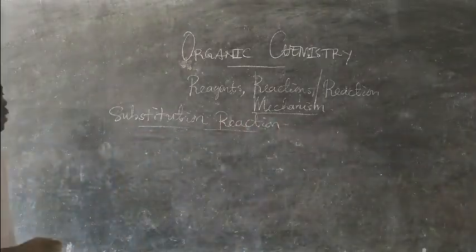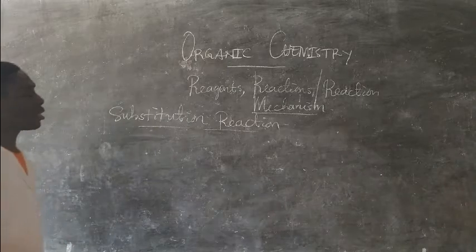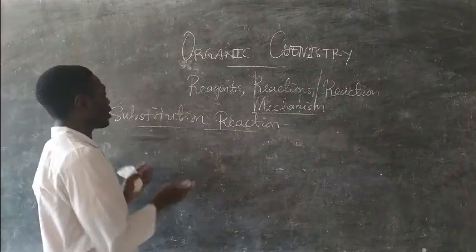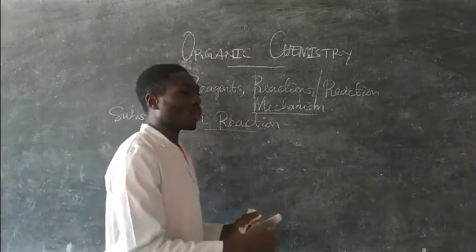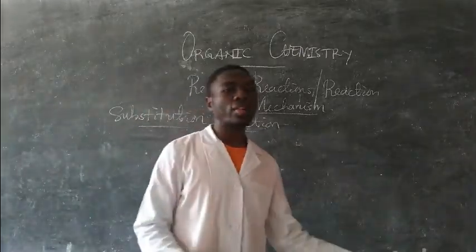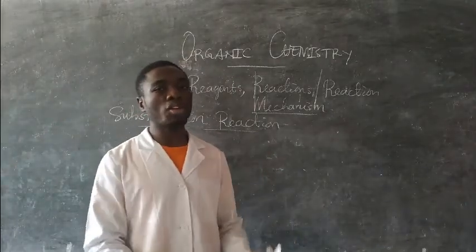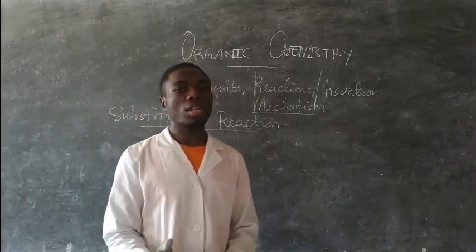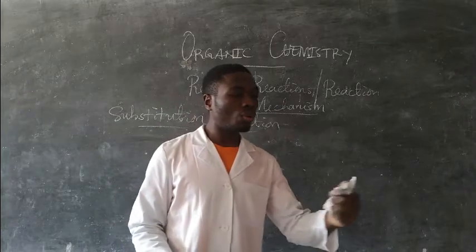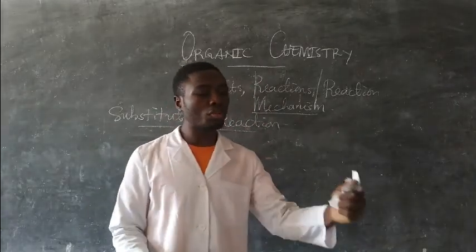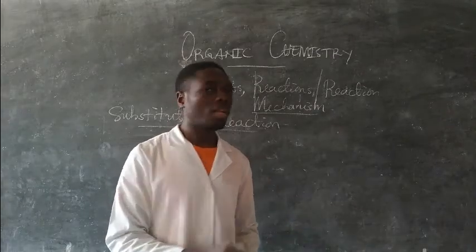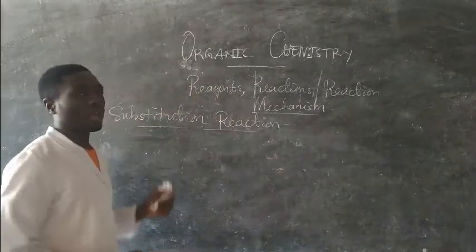Now with a substitution reaction in an organic molecule, a substitution reaction is a reaction in which one atom or group of atoms replaces another atom or group of atoms in an organic molecule. That's why we call it substitution. Meaning that maybe you're picking an orange and you're keeping a pear. So you are substituting the orange with the pear. So that is what is happening for a substitution reaction.